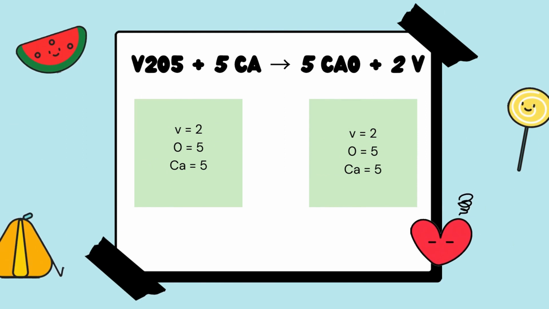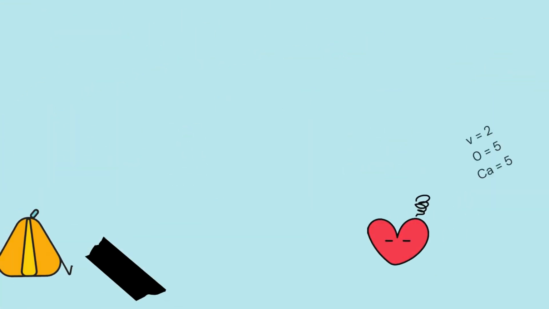Before we go to the next step, we will look at the equation to identify whether it is balanced or not. From this equation, this side has 2 vanadium and the other side has 2. This side has 5 oxygen and the other side also has 5. Calcium has 5 and the other side also has 5. So this equation is already balanced, and we can go to the next step.